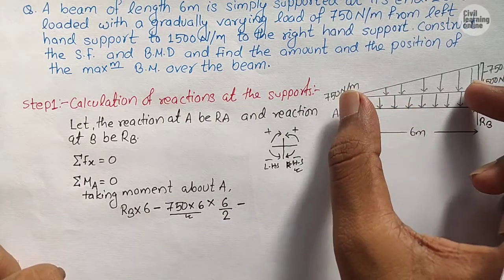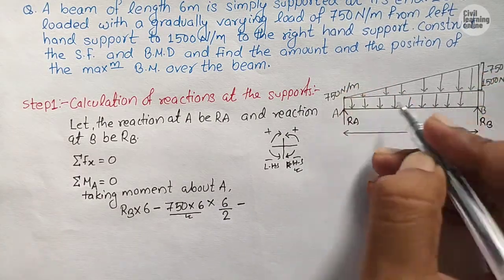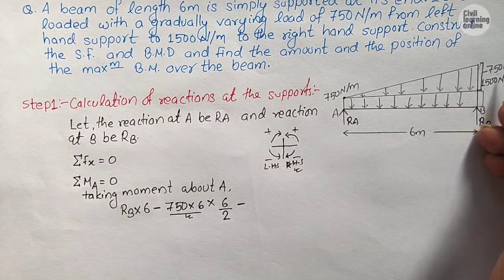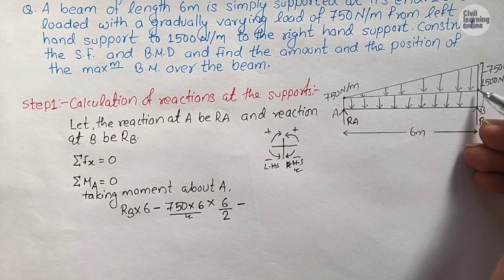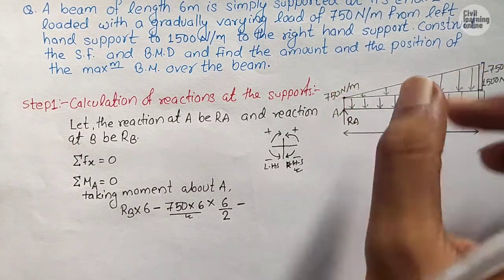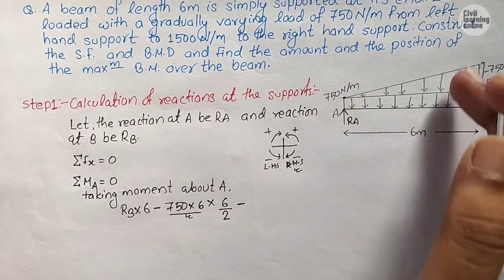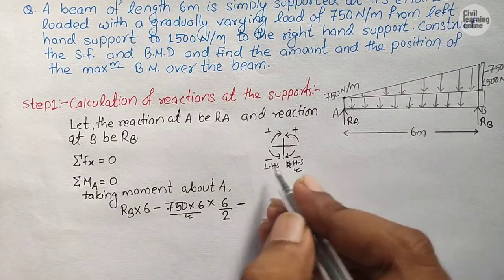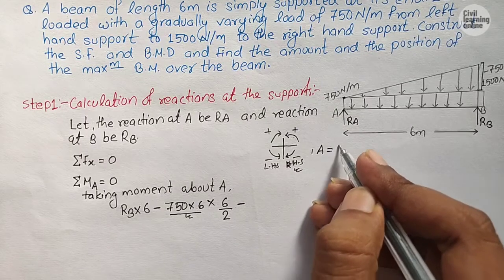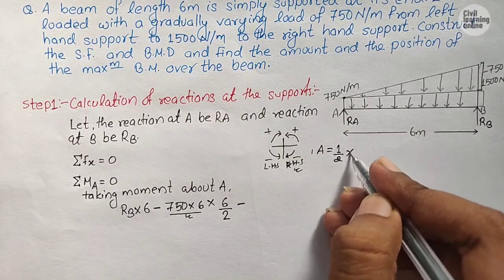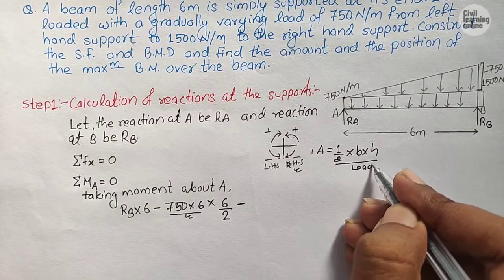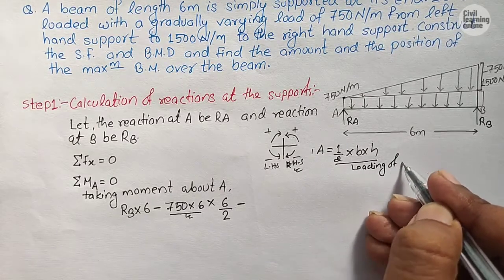Now let's move toward the varying load, which is 0 at A and 750 Newton per meter at this end. So guys, the loading of this varying load will be given by the area of this triangle, and we know that the area of a triangle is given by the formula A equals half into base into height. This gives us the loading of the varying load.